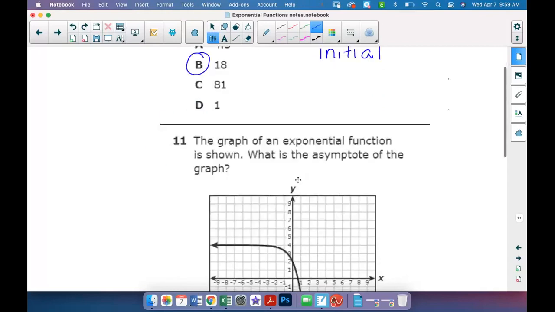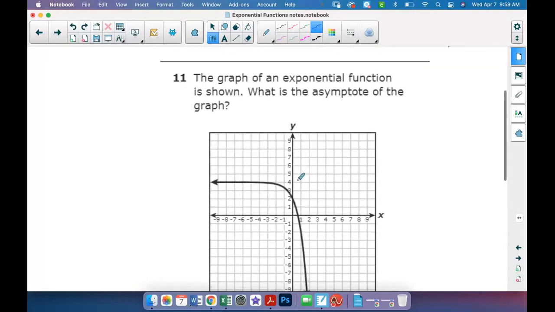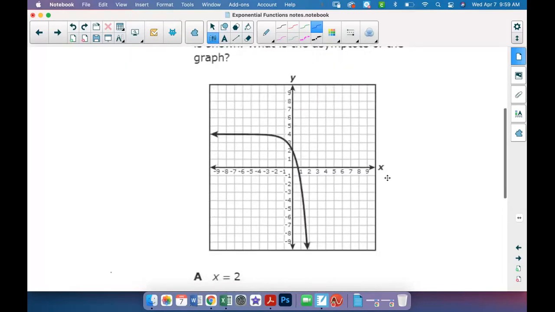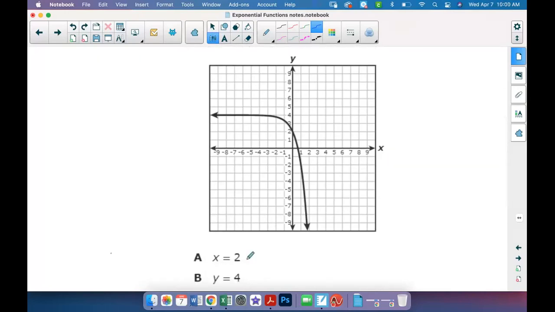Okay, number 11. The graph of an exponential function is shown. What is the asymptote of the graph? Ooh, remember, the asymptote has to be horizontal. So where does it look like the graph gets really close to a horizontal line? Which one would it be? It definitely cannot be A, guys. Don't pick A. You know why? Because it is a vertical line. It's going through the X value. No, it's not A, okay? So don't pick any that say X equals.